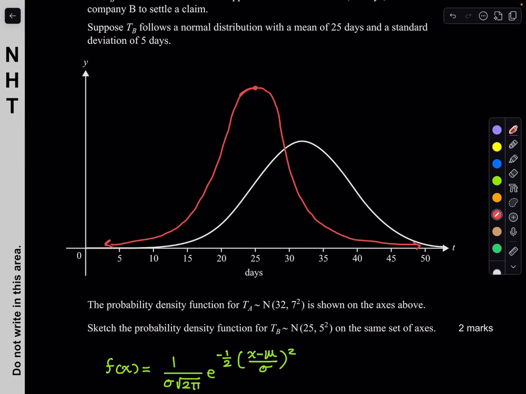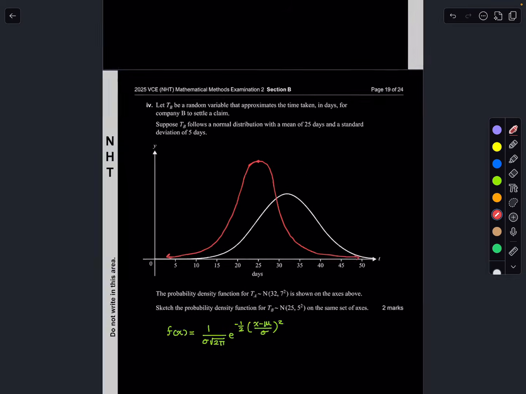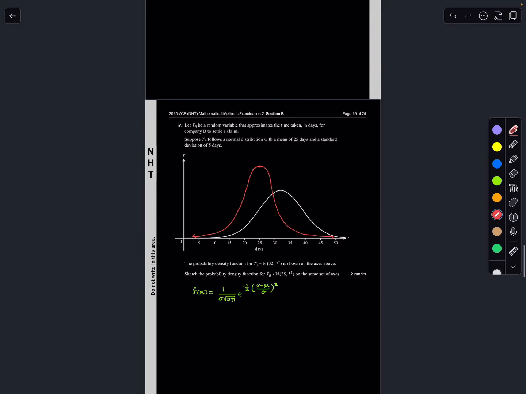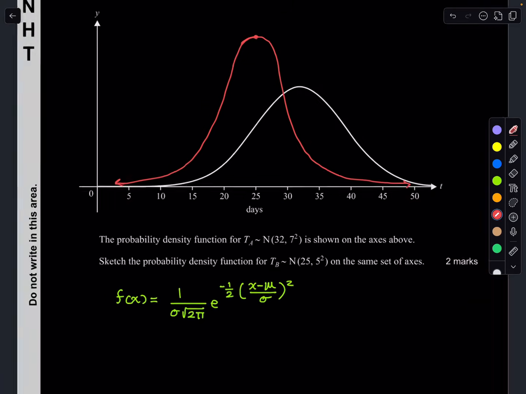I have no idea, but I think that's much better. That looks much better, yeah, compared to the other one. Okay, so it's 25. Yeah, that's how this graph would look like. You don't need to label anything, so just sketch it on the same set of axes, and perfect. I hope that makes sense.